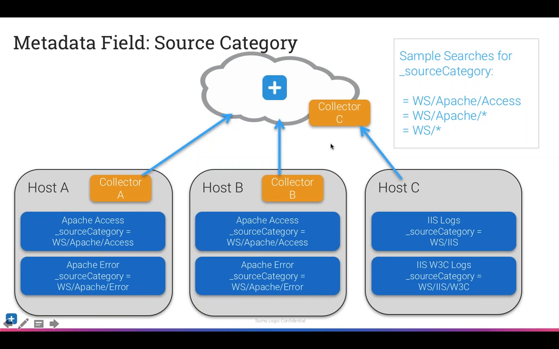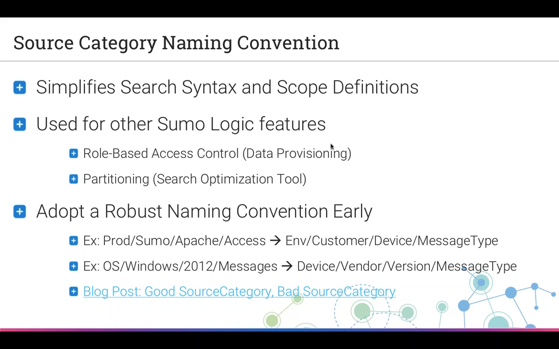So coming up with a source category convention that works for your environment is going to be a very, very key thing to do early on. So if there's anything that you take from this webinar as you're getting started, it is to work with your administrator and make sure you come up with a good naming convention that works for you.